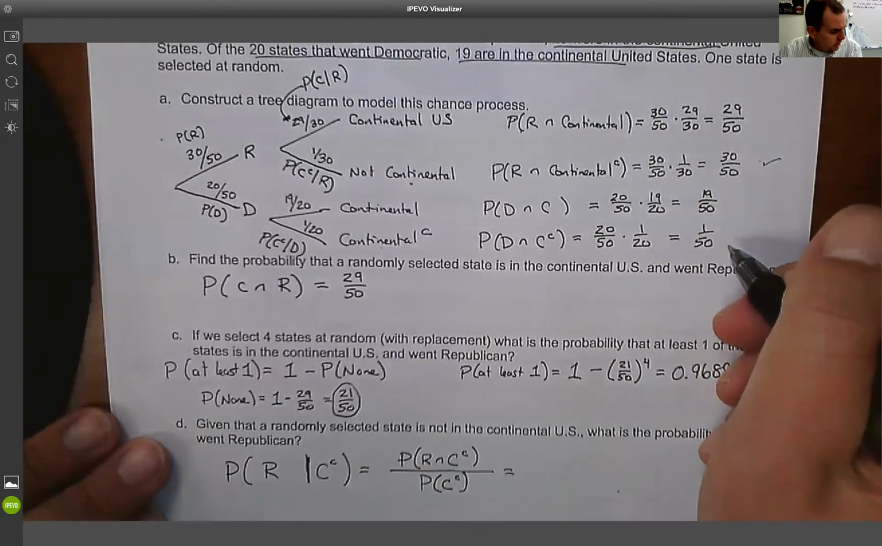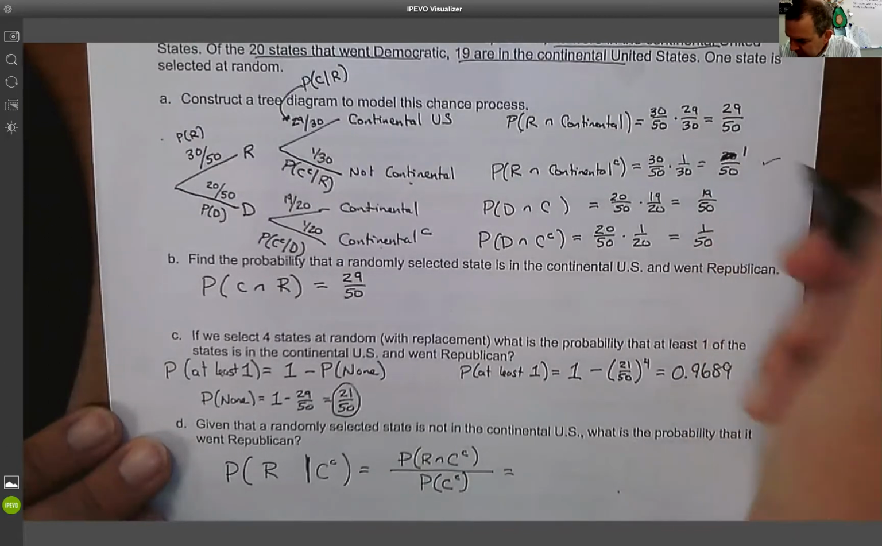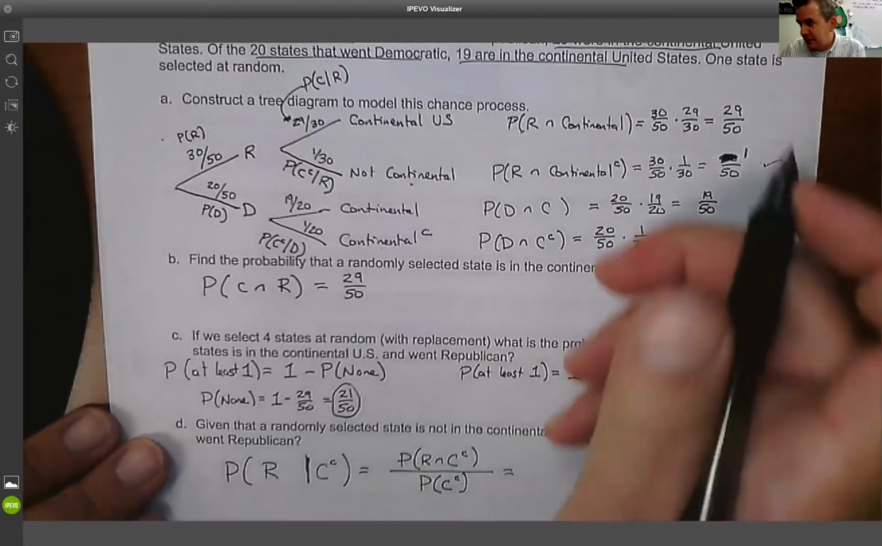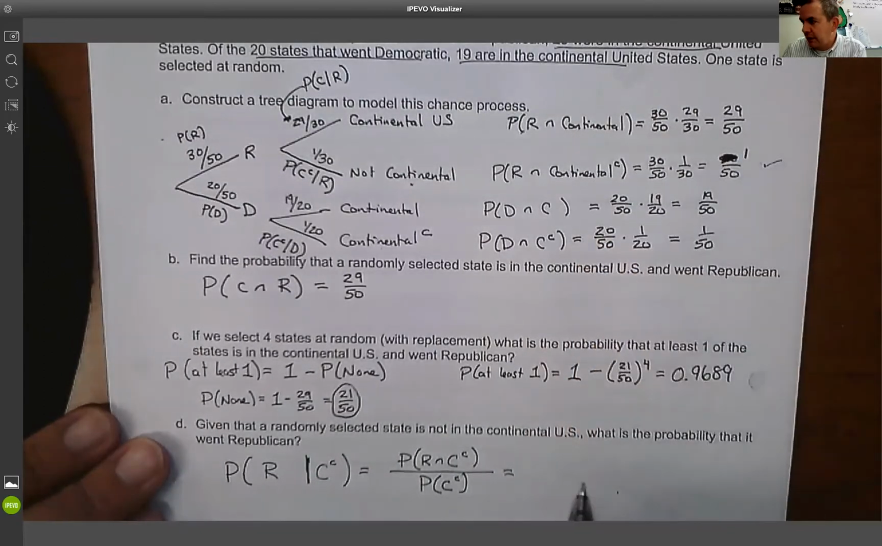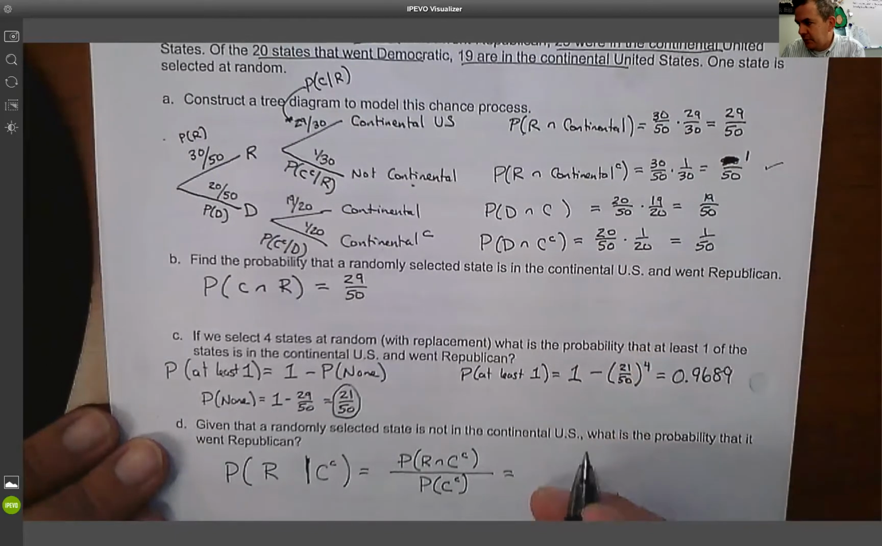These people, ooh, there's a mistake. It should be 1 out of 50. Sorry, my mistake, that should have been 1 out of 50. Error on my part, my apologies. I know people probably watching this are saying, you made a mistake. So that's 1 out of 50. So these are the people who are not in the continental United States.